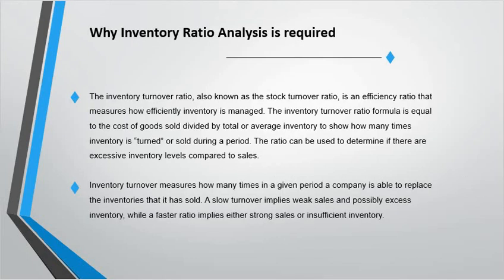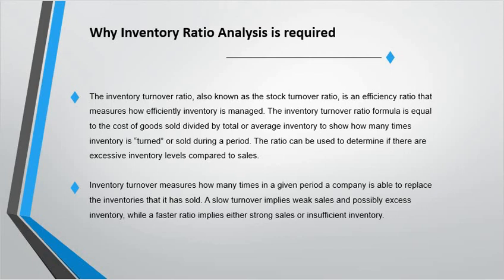My next question is, why is inventory ratio analysis required? Inventory turnover ratio, also known as the stock turnover ratio, is an efficiency ratio that measures how efficiently inventory is managed. The inventory turnover ratio formula is equal to the cost of goods sold divided by the total or average inventory, to show how many times inventory is turned or sold during the period. The ratio can be used to determine if there are excessive inventory levels compared to the sales.